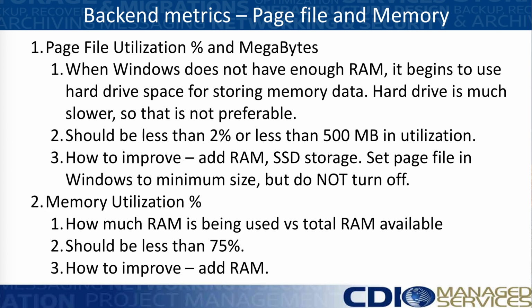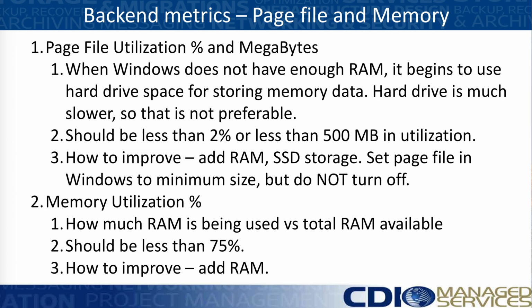Okay? If it is anywhere more than 2%, or 500 megabytes, you're going to get sluggish performance, you're going to get sluggish front-end metrics, application load time, user login delay. You're going to get a lot of applications crashing. So how would you improve page file utilization? The most important thing is you need to add RAM, add memory. If you're on the physical machine, you add physical memory. If you're on the virtual machine, you add virtual memory.